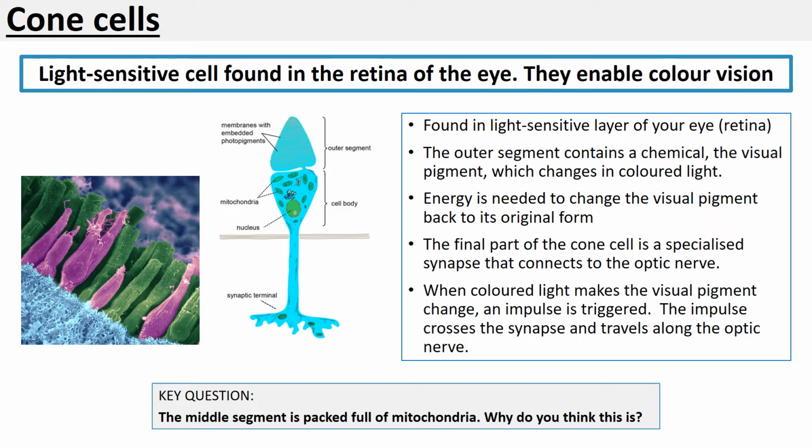Now, the key question for this one is, why is the centre segment packed full of mitochondria? Well, it says so on the 3rd bullet point. It says energy is needed to change the visual pigment back to its original form. So the pigment changes in coloured light, and then it needs energy to change it back to its original form. That energy is released in respiration, and mitochondria is the site of respiration.